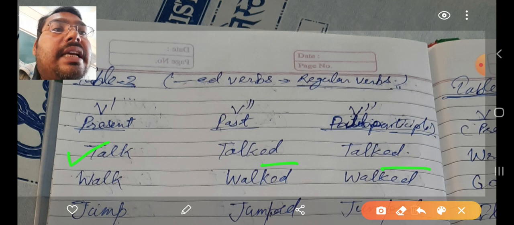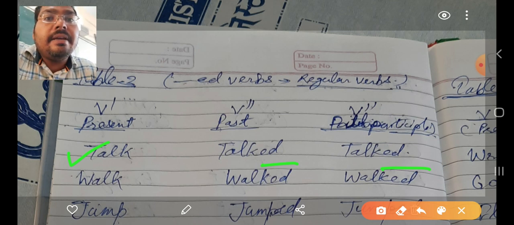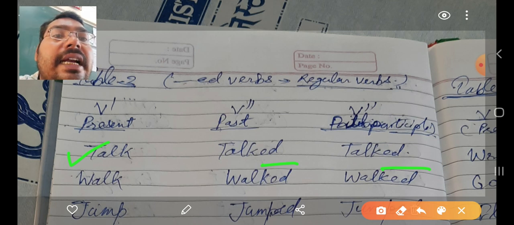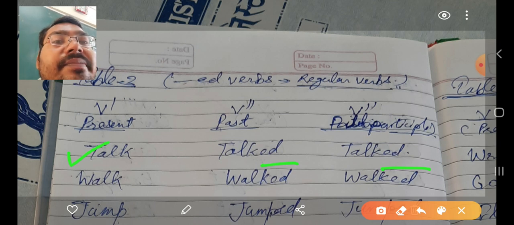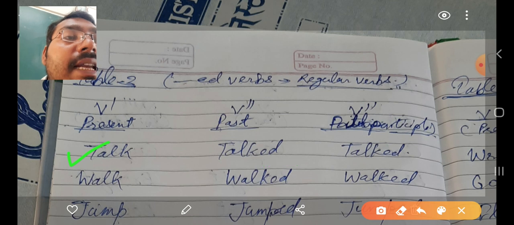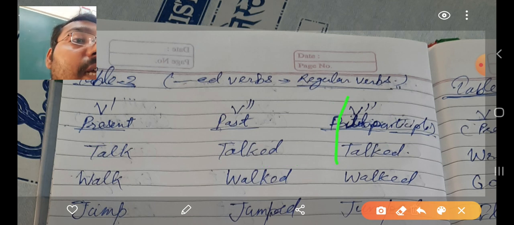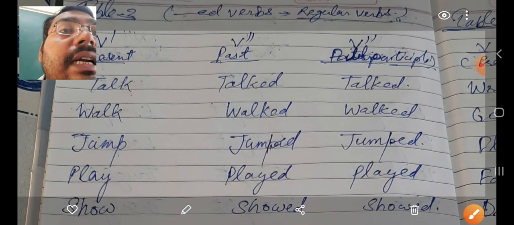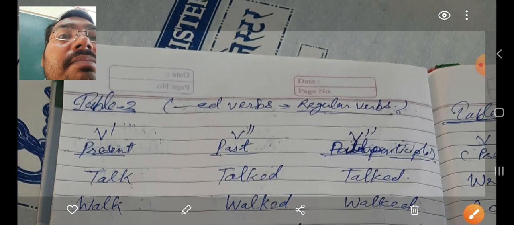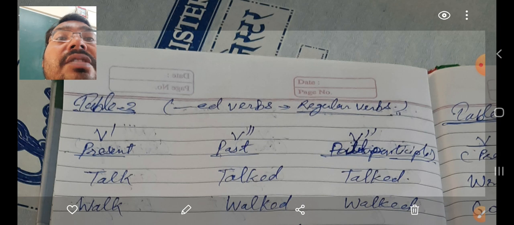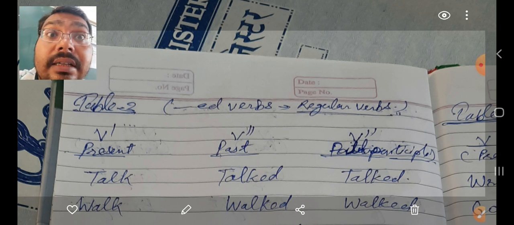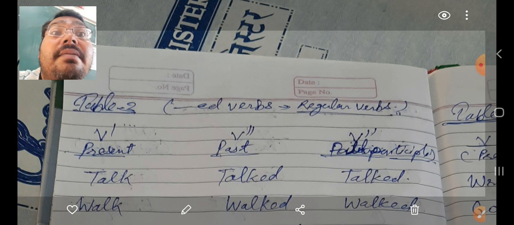We can directly get the second and third form by adding ed to the first form of the verb. So this is very easy. It's the easiest table. And for your kind information, this table is the biggest table of all the verbs. Most of the verbs in the world come under table number 3, ed verbs.